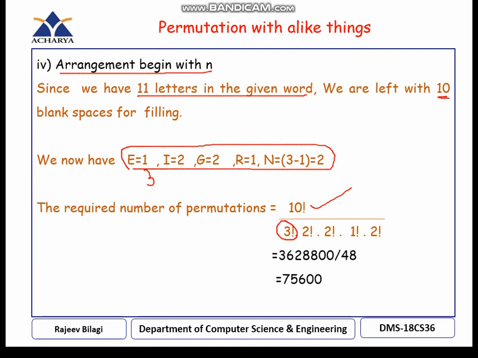If you find out this value, you are going to get 75,600, which is the particular value. Because N I have taken 2, because there are 3 different letters, out of which I already have taken 1 in the beginning, so I am left with 2 letters, so that is why I have taken it as 2 letters.